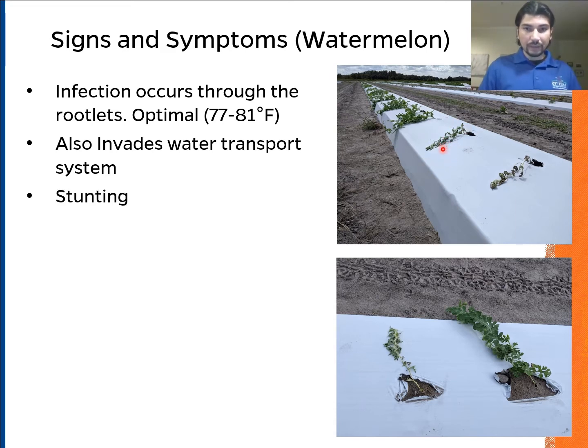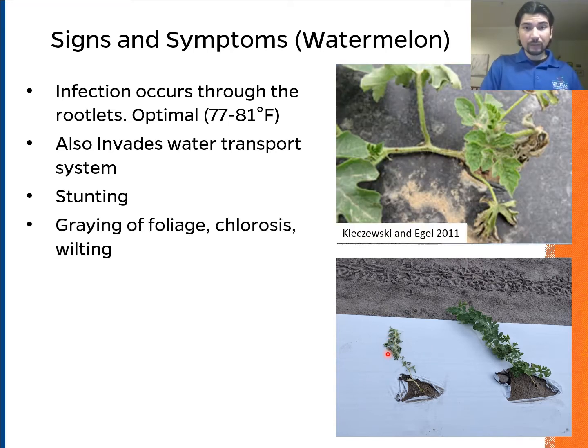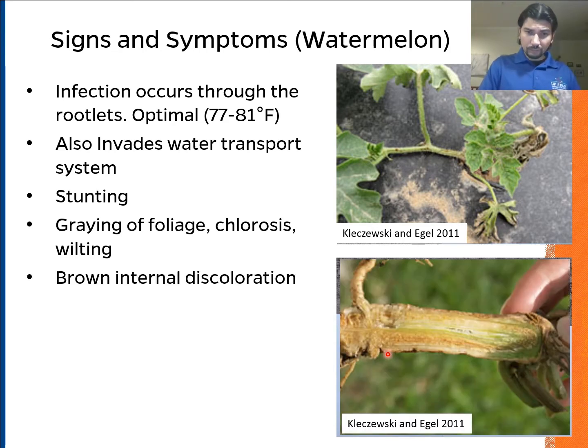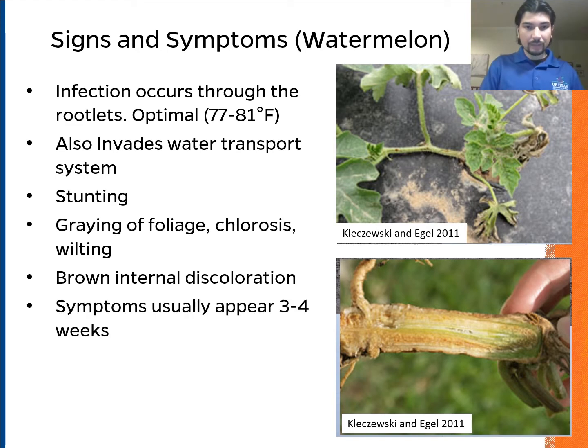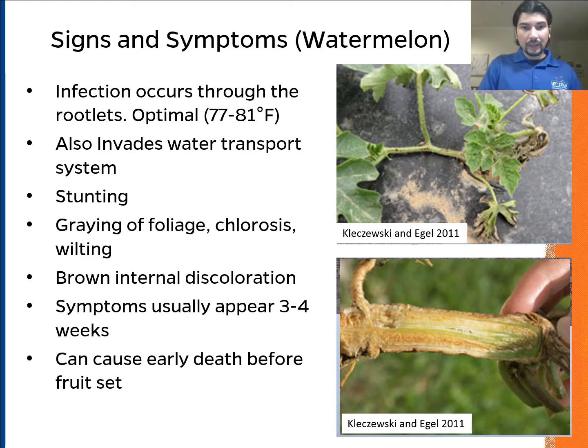You can also have some stunting without wilting, but this picture here has a nice comparison of a healthy individual compared to an early wilted individual. You'll also get some gray in the foliage, chlorosis, and wilting like I mentioned. And of course, just like with FOL and any other Fusarium oxysporum pathogen, we're going to get some brown internal discoloration as they invade the xylem tissue. Symptoms usually appear at 3 to 4 weeks and can cause early death before fruit set.